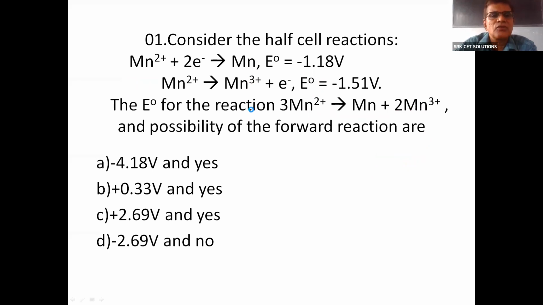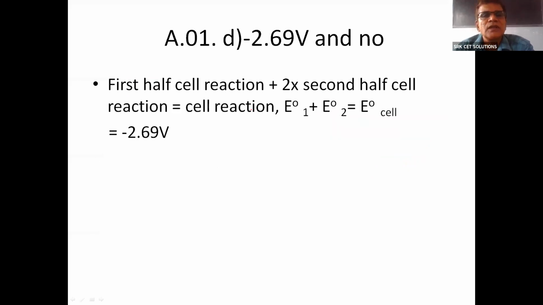Let us see the answer. Yes, the answer is minus 2.69 volts. And no, the reaction is not feasible because the reaction potential is negative. If the reaction potential is positive, the reaction will be spontaneous. So first half cell plus 2 times the second half cell reaction equals the cell reaction, so E1 plus E2 gives E cell.